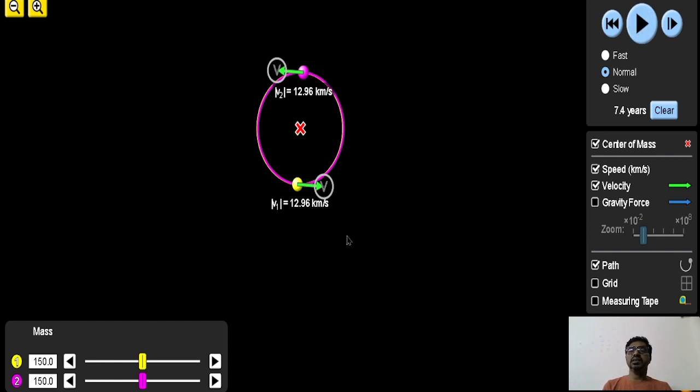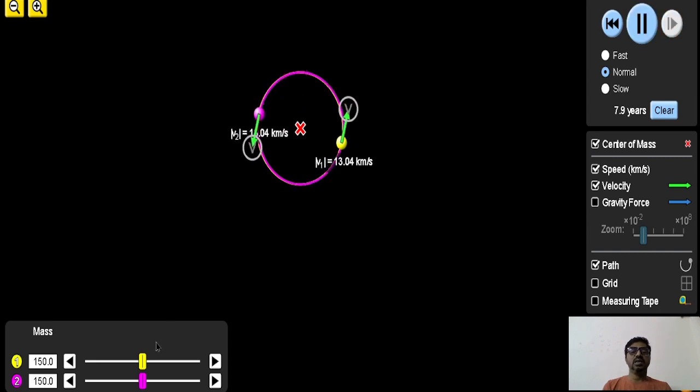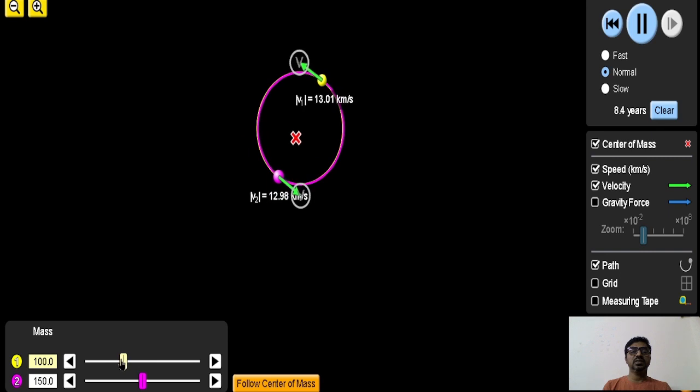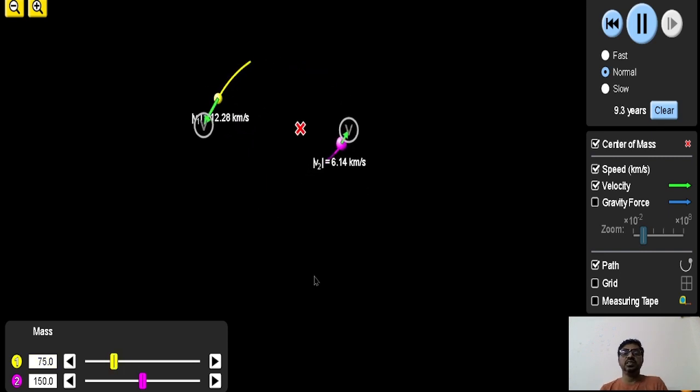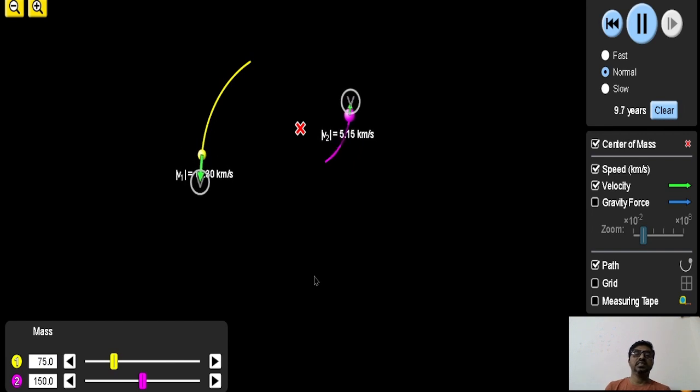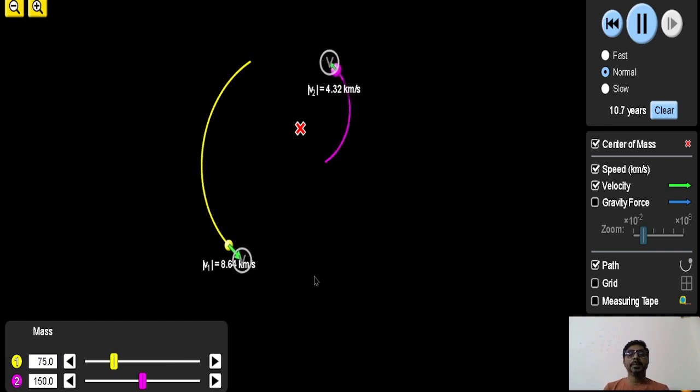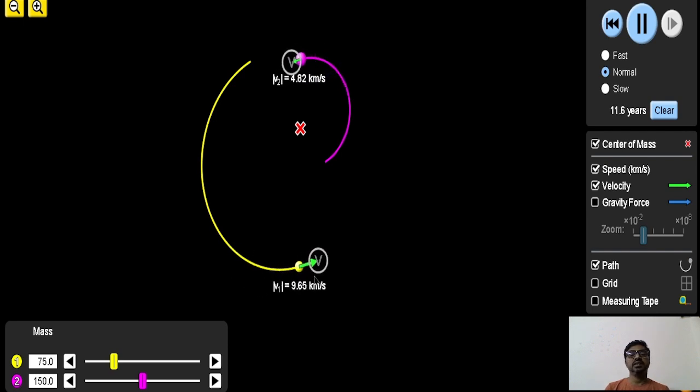As they are running, let me change the masses. Let's say I move the masses and assume the center of mass to be fixed, and you will get very interesting paths. Of course, now it is not a circular path. They are having some complicated path. Let us see the entire path and observe it. Is it a circle?